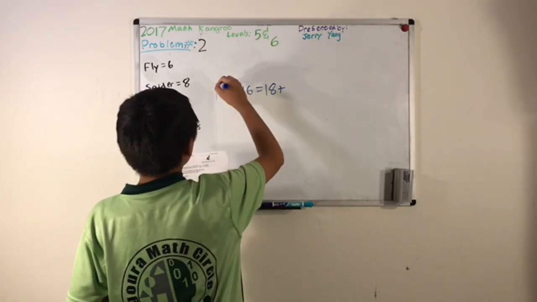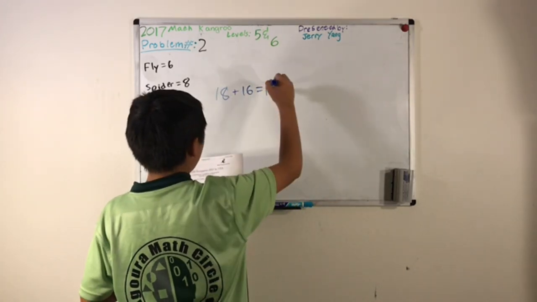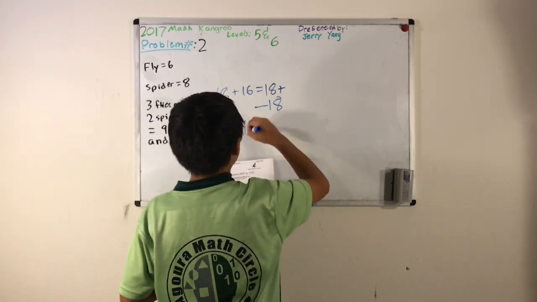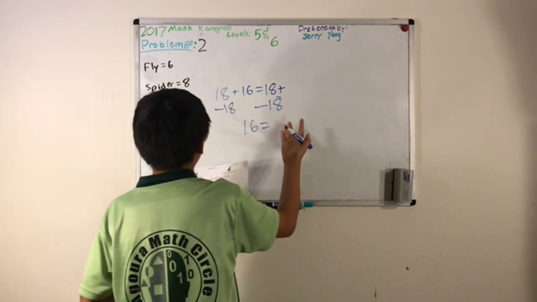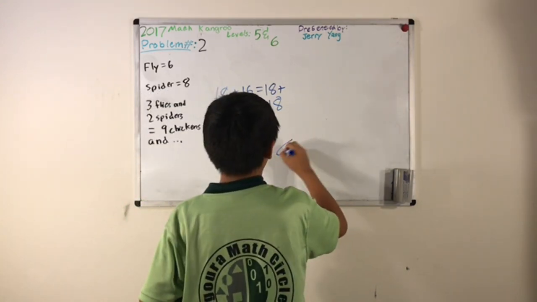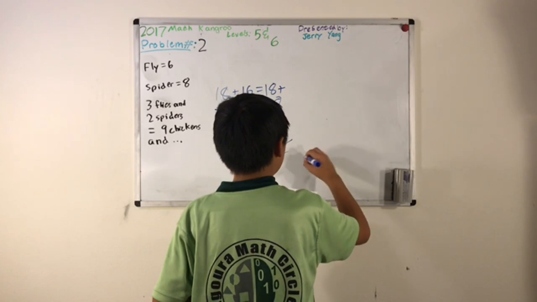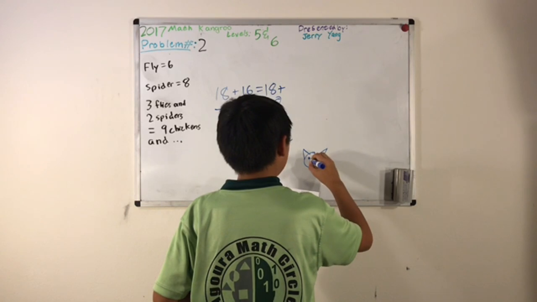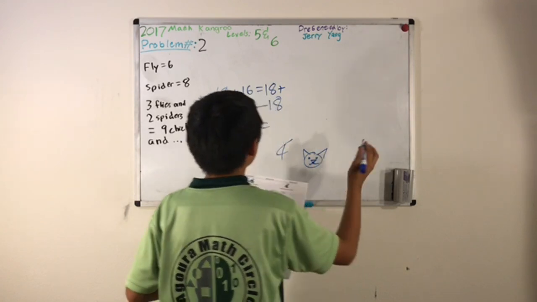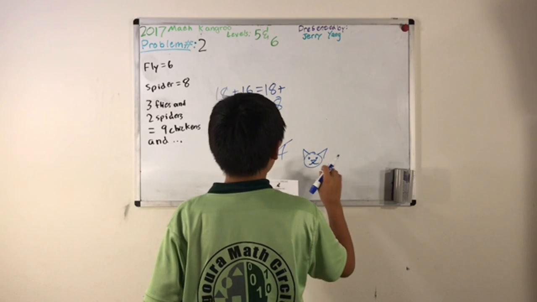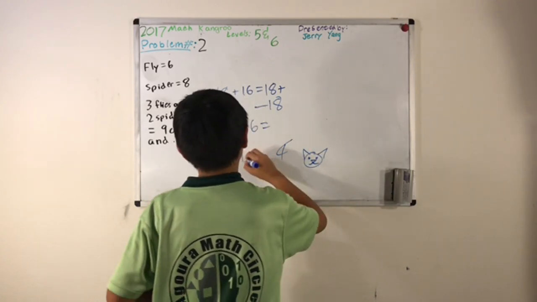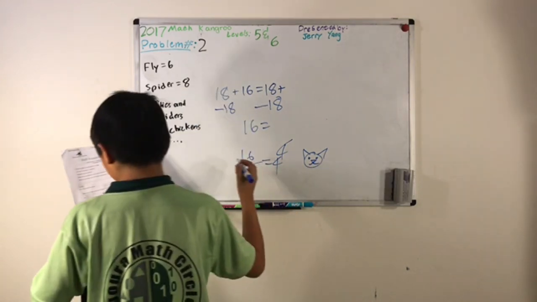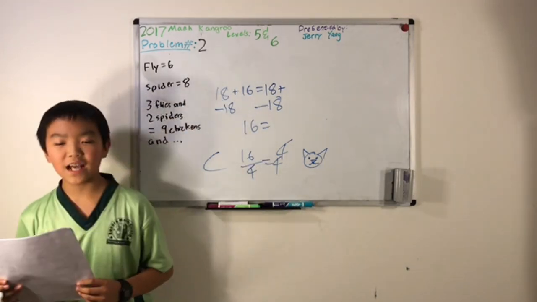So, since we know that these two are both 18, we can just subtract 18 on both sides. And then we have 16 equals the amount of cats. So we know a cat has 4 legs. So since we know a cat has 4 legs, then we know that 16 divided by 4 equals 4. Therefore, we know our answer is C, 4 cats.